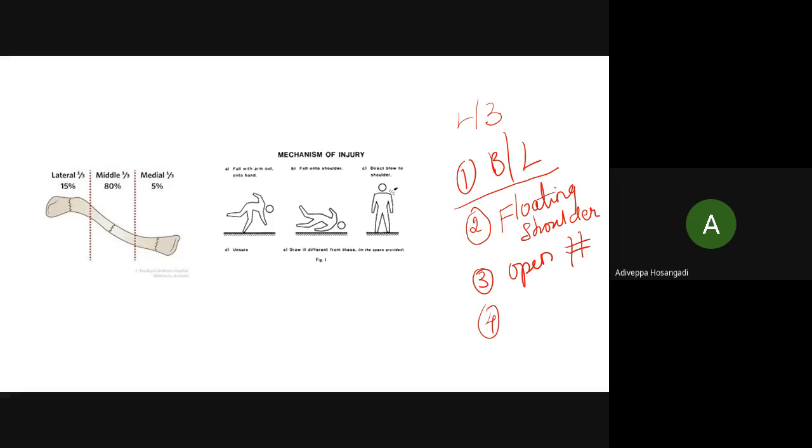If there is an associated vascular injury, or if the clavicle fracture is piercing or denting the skin, you again treat that operatively. These are the indications for surgical management. Understand? And if conservatively treated it doesn't unite and goes to non-union, you have to treat it surgically.